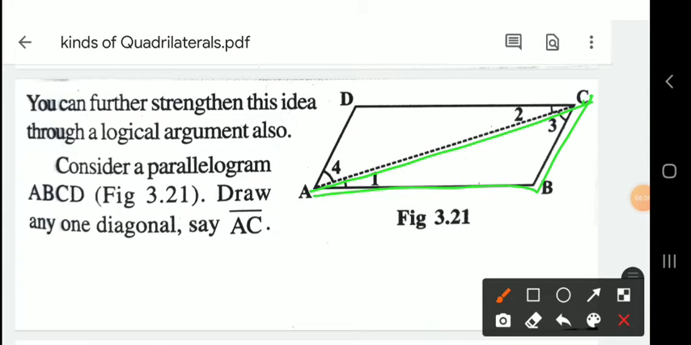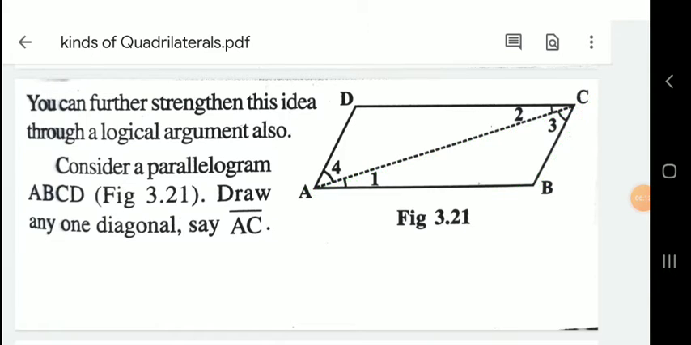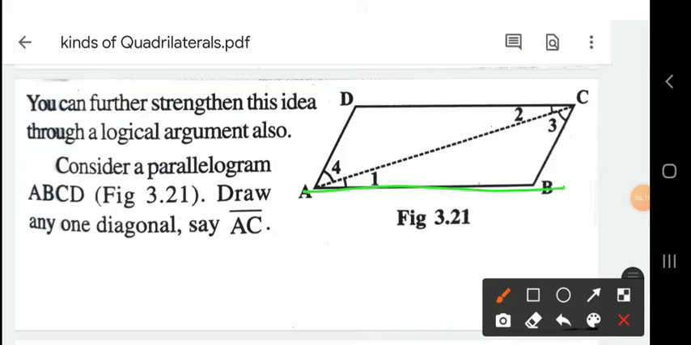Now for these two triangles, look at here. AB and DC are parallel with each other, and AC is transversal. So if AB and DC are parallel with each other and AC is transversal, you get angle 1 is equal to angle 2, angle 3 is equal to angle 4, alternate interior angles, right? From the property of alternate interior angles being the same, we get measure of angle 1 is equal to measure of angle 2, measure of angle 3 is equal to measure of angle 4.